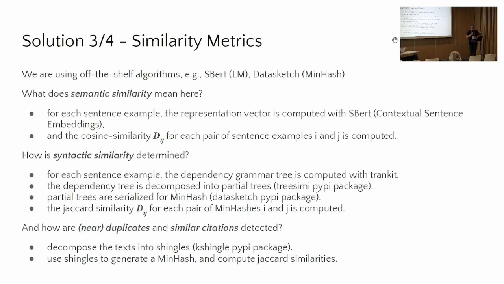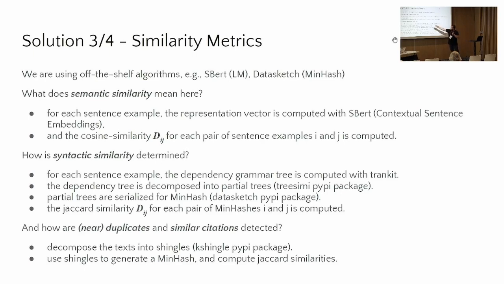So where do the similarity matrices come from, which are pre-computed? The semantic similarity means here the representation vectors from an S-BERT model. It's a sentence BERT model. We don't train it, we just use it. All the similarity matrices are computed with off-the-shelf algorithms that are pre-trained.